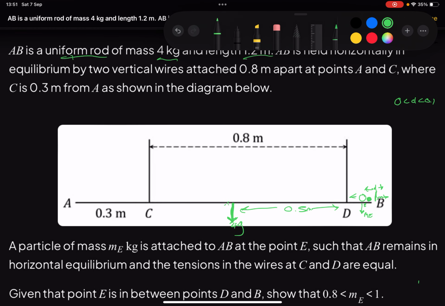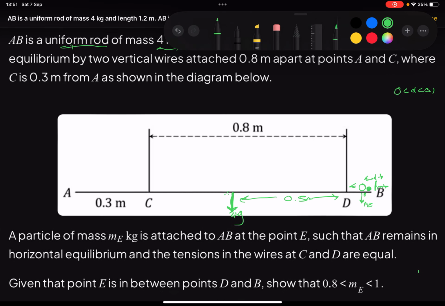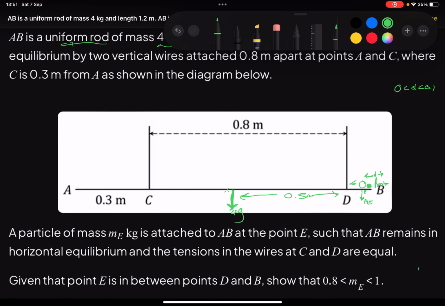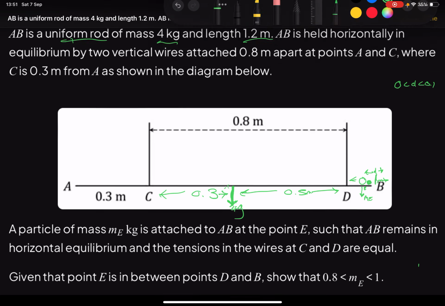Now we know from here to here is 0.3, since it's in the middle. And that's all you need for the question at the moment.